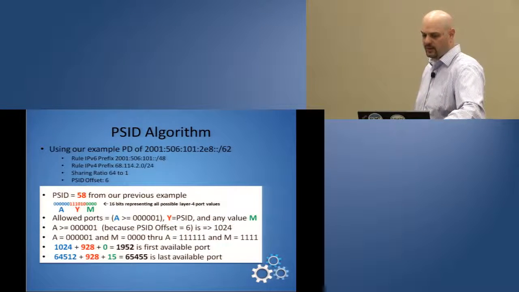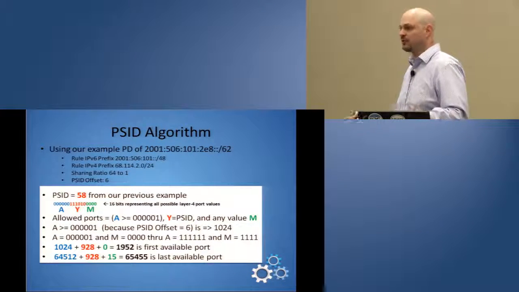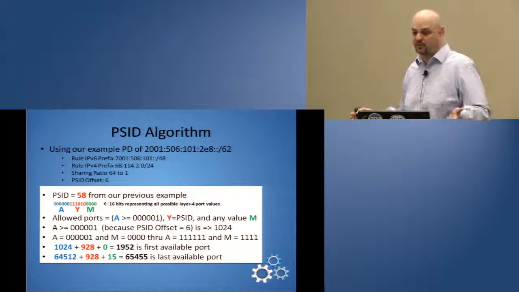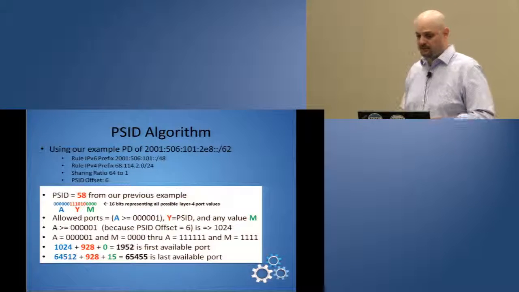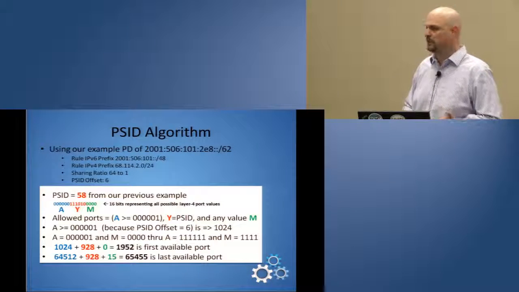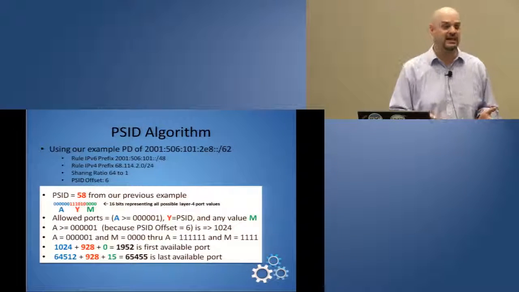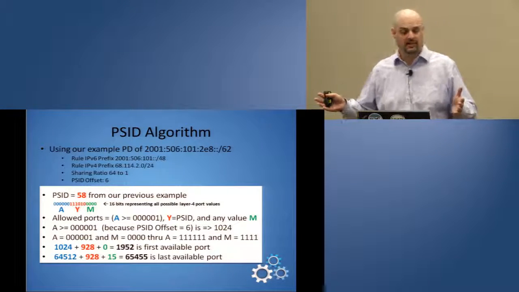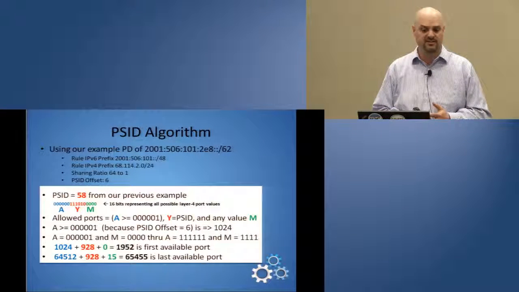In this example, here's a simple case. How do we figure out what the first usable address is? And how do we figure out what the last usable address is? If we look at the first usable address, the A bits, the first bit has to be lit. We can't have all zeros in the A bits, so we have a value of 1024. 928 is the fixed value for our PSID. And then M, because we can't have any value there, is set to 0.